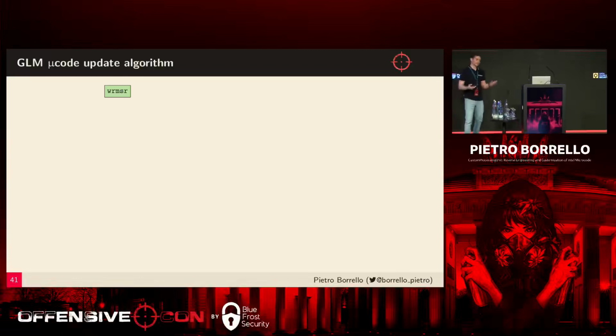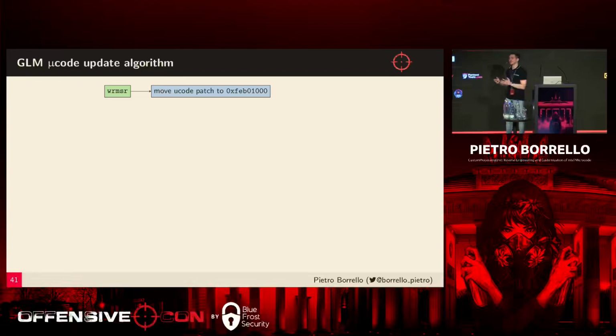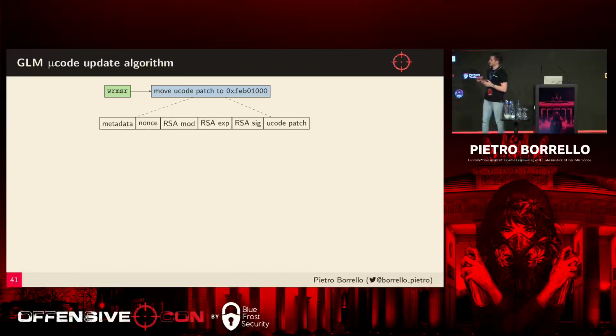So the algorithm starts with a write MSR that triggers the microcode update with the input you're giving. The write MSR, the first thing it does, apart from very basic checks, is to move the original microcode update patch to a secure memory area on a fixed physical address. So the microcode update patch, after reverse engineering, is composed of a few sections with an initial metadata section where you have, for example, the CPU ID where the microcode is supposed to be applied on, or the security version number to avoid downgrading the microcode update.